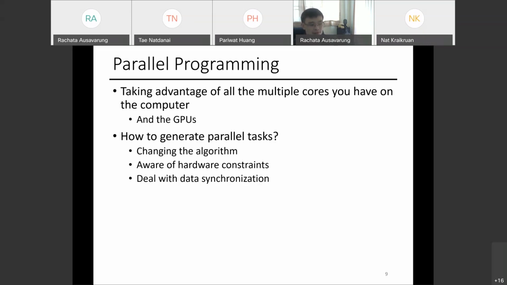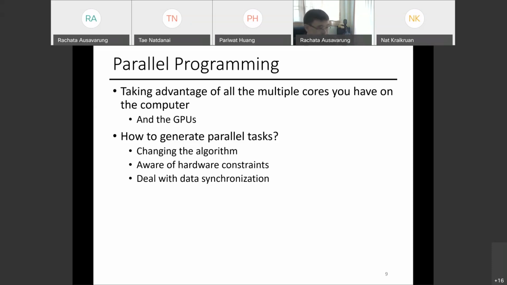Basically, in general, you think about how to change the algorithm that you painfully learned in the algorithm class, right? And think about, okay, what if you can do two things at the same time, or five things at the same time, or n things at the same time? Can I parallelize my algorithm?